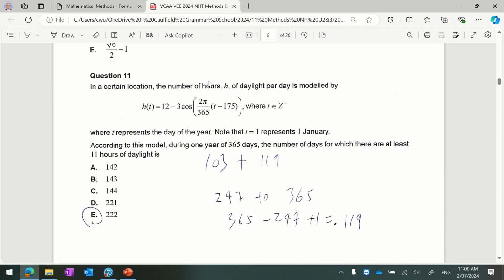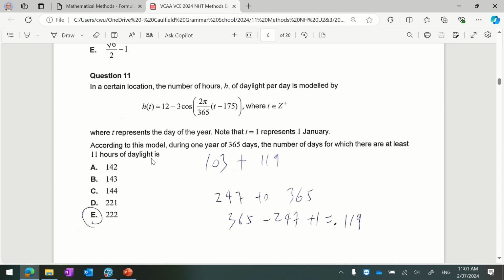Okay, so here is the amount of hours of daylight per day. It is a cost function. T is the day of the year. T equals 1 is 1st of January. During 1 year of 365 days, we want the number of days for which there are at least 11 hours of daylight.